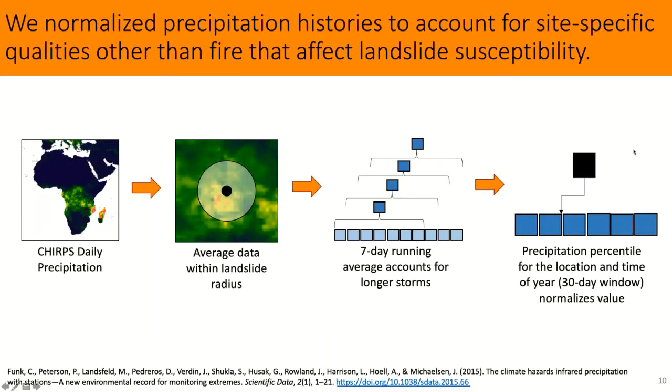And then finally we tried to normalize the data based off of the location and the time of year, by which I mean a 30-day window around the event. And so we've pulled from the CHIRPS record, which is about 40 years, and that 30-day window around the landslide day of the year, all of that data, and then calculated the percentile of the precipitation that we actually encountered.